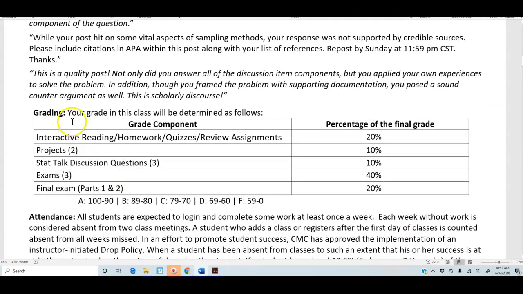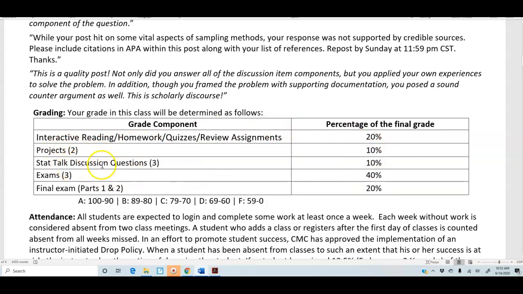Now here's your grading components for each particular part of the class. You're going to have interactive reading, homework, quizzes, and review assignments. That's 20% of your grade. You have projects. You have 2 projects. That's going to be 10% of your grade.